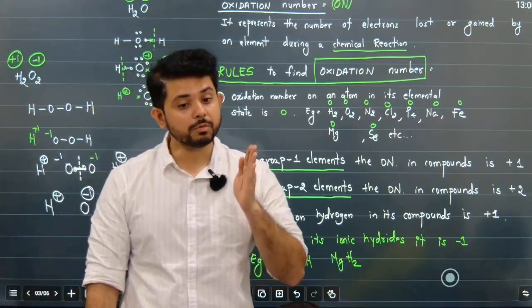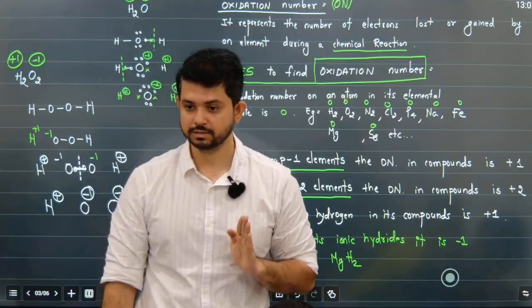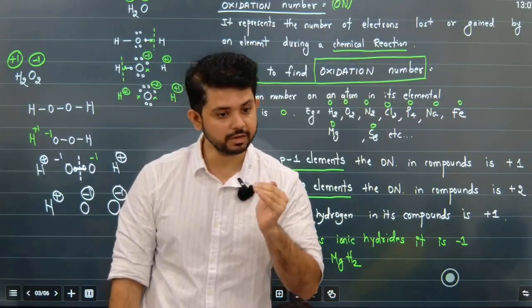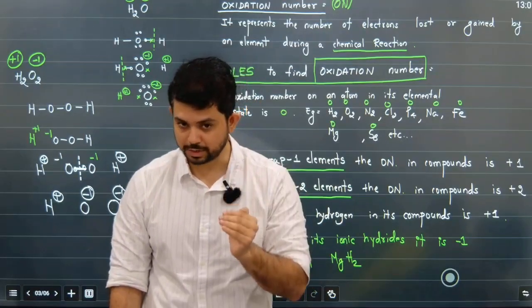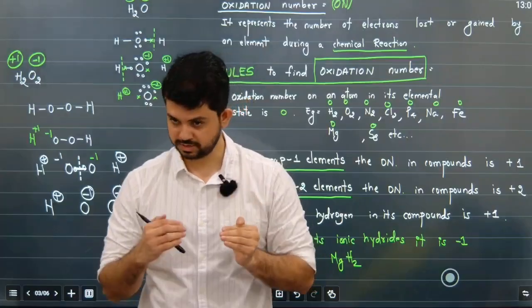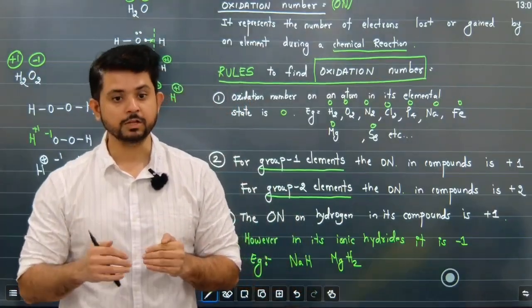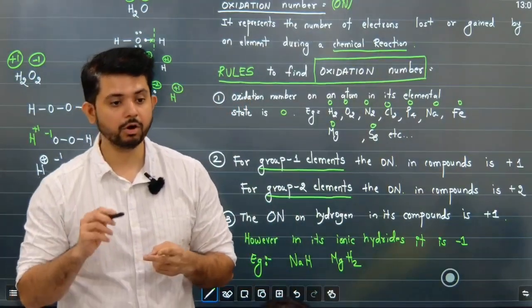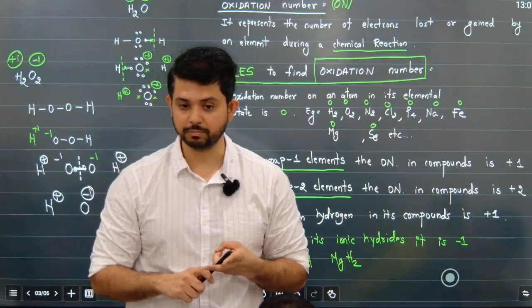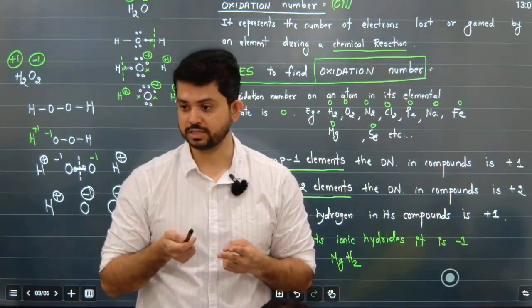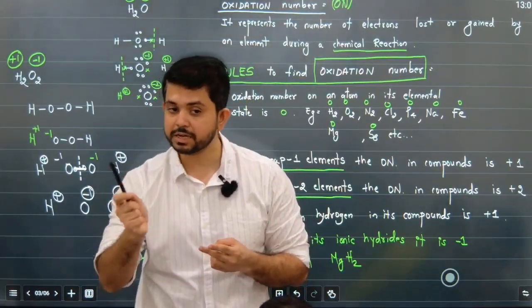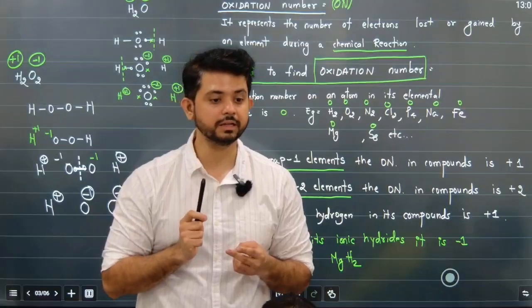But if it is in the form of NaCl, we know that Na will transfer that one electron, so the charge on Na will become +1 and Cl will become -1. So in a combined form or in a compound form, it will develop an oxidation state, but in its elemental state, it will remain 0.